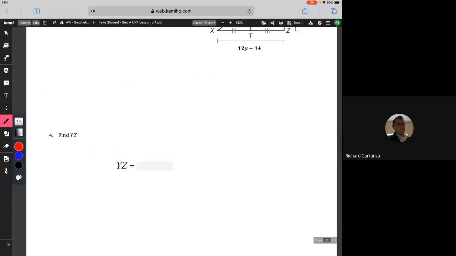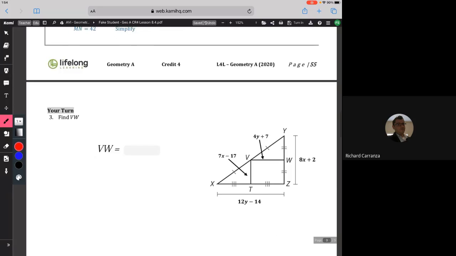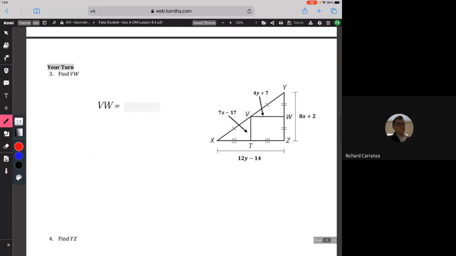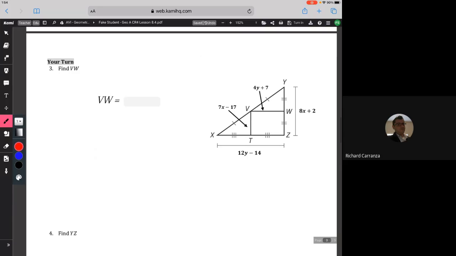Let's go ahead and go to page 56. This is where it starts getting a little bit more complicated because in this case we're going to have to find equations, solve for the variable, and then plug back in. So we have to use the theorem. It says find VW.